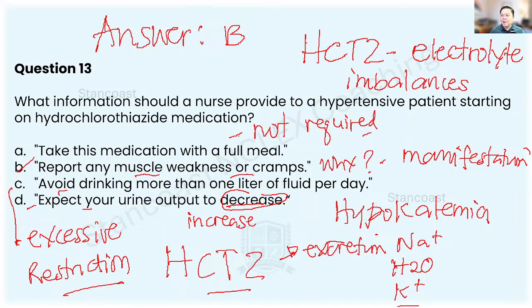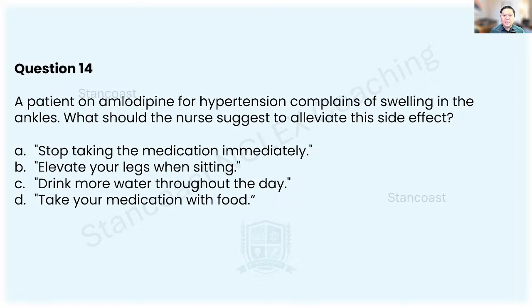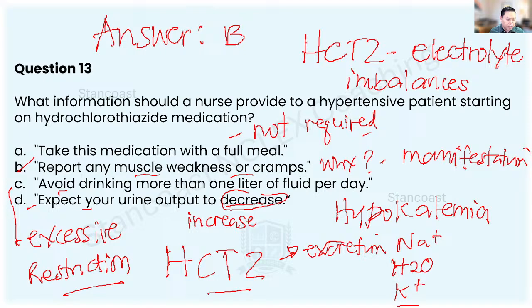Okay, now moving on to number 14. A patient on amlodipine. Okay, let me go back. We have a question from Loner Ali. Could C be correct if patient is a heart failure patient? Avoid drinking more than 1 liter. You are right. If they have a worsening heart failure and if they needed to be placed in this kind of fluid restriction, this can be appropriate. You're correct. But in this scenario, it's not applicable. Okay, you have a good point right there. Very good question. Thank you, Loner Ali.